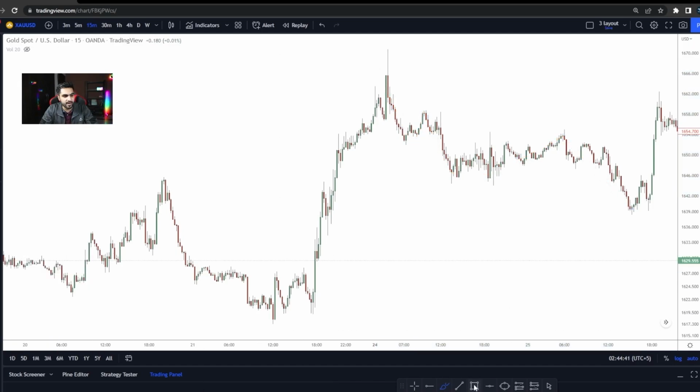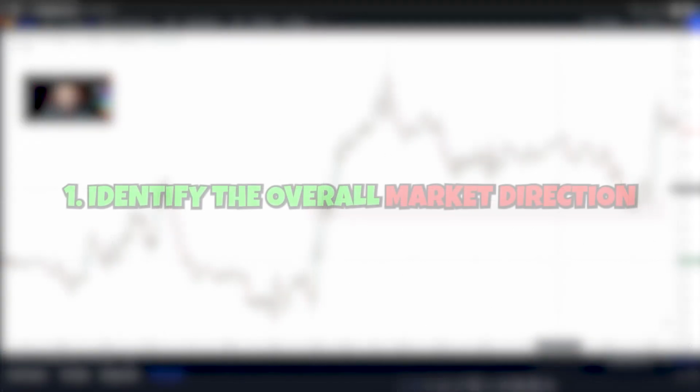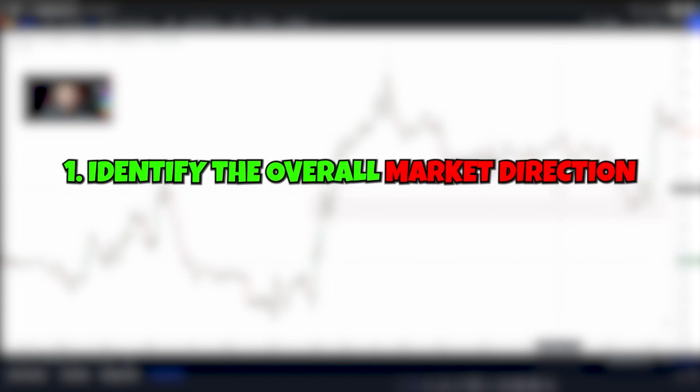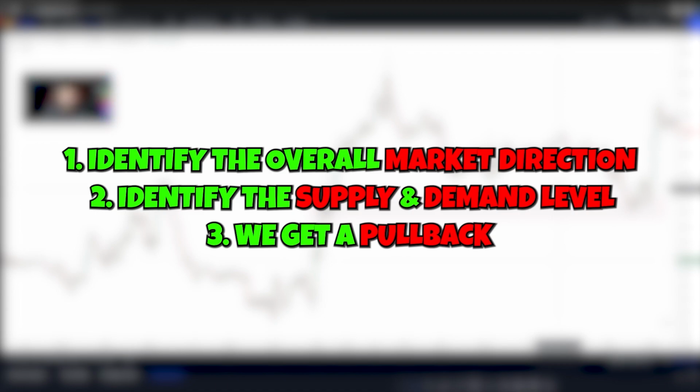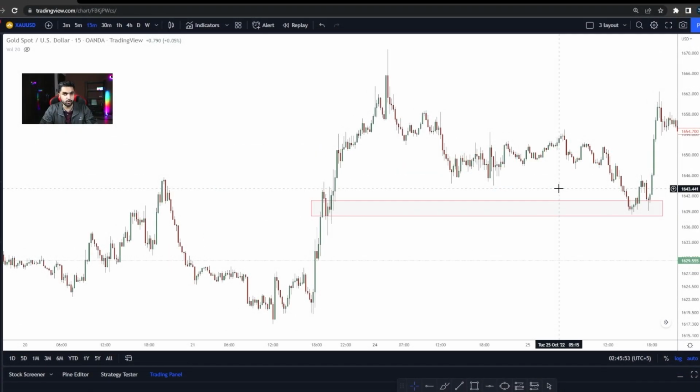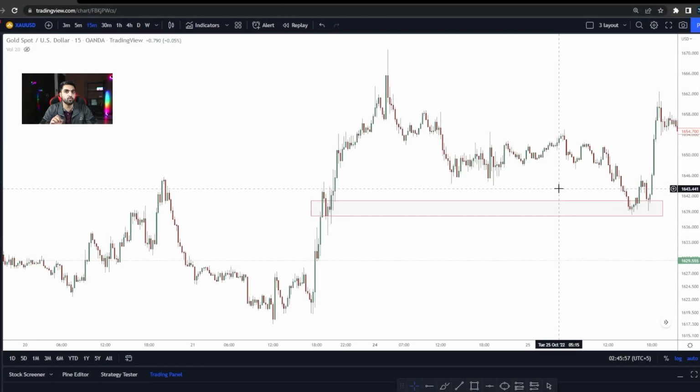So where is our demand level? Our demand is right here. So once we do the 3 steps, identify the overall market direction, identify the supply and demand level, and we also get a pullback, the next step will be that we need to go down to 5-minute time frame, because this is where we are going to place our entry.